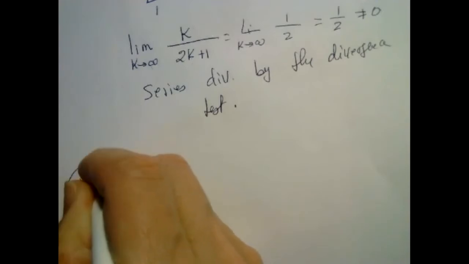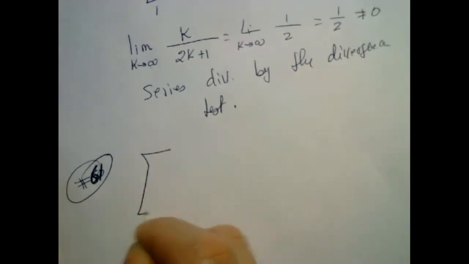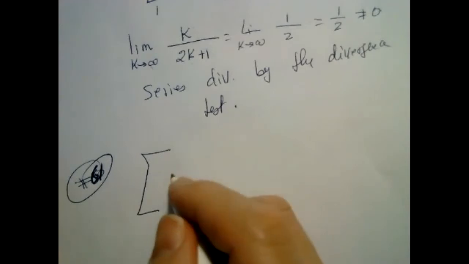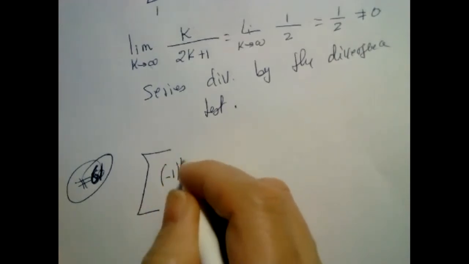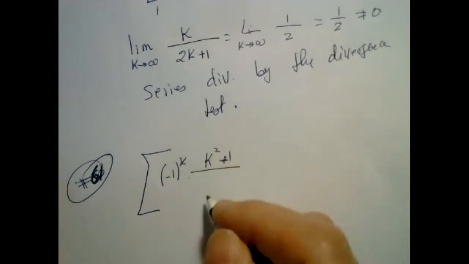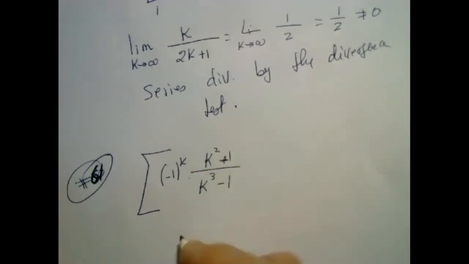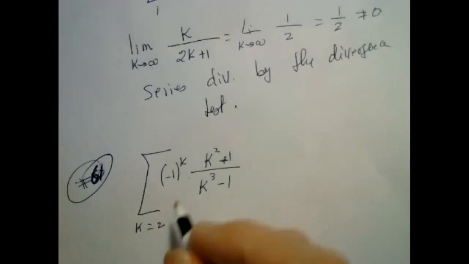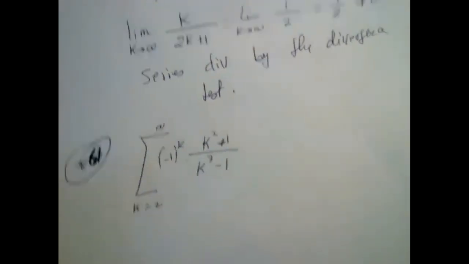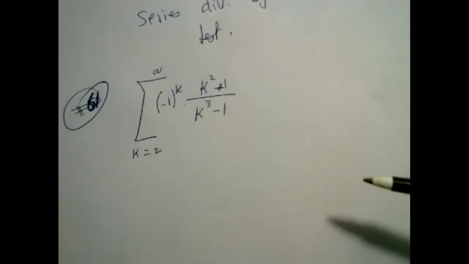Okay, 61, we have the following. Sigma of minus 1 to the k, times k squared plus 1 over k to the power 3 minus 1, with k starting at 2 all the way to infinity. Very good. Again, that's the series. What can we say about its convergence?